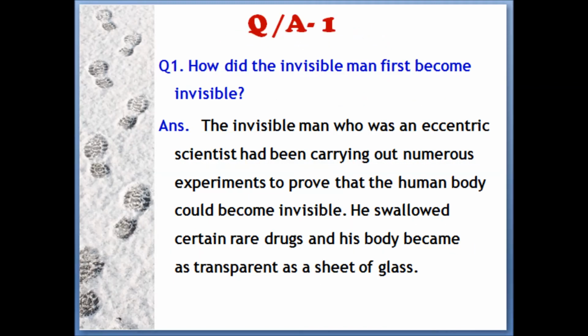Let us now have a look at the question answers. Question number 1. How did the invisible man first become invisible? Answer. The invisible man, who was an eccentric scientist, had been carrying out numerous experiments to prove that the human body could become invisible. He swallowed certain rare drugs and his body became as transparent as a sheet of glass.